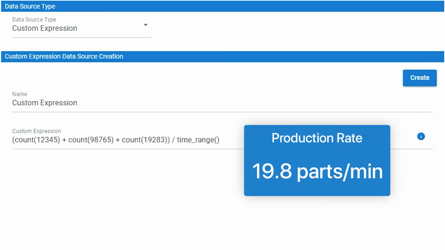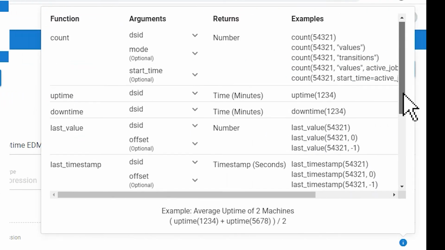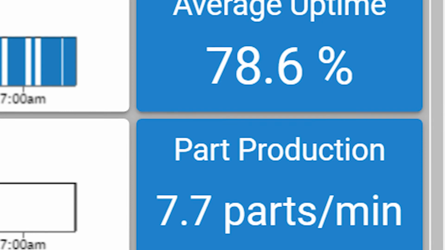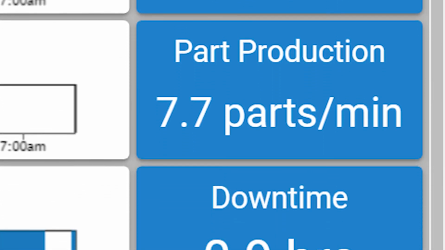These are just a couple common examples, but with all the functions that you can manipulate, the possibilities to display the exact data on your KPIs are limitless.